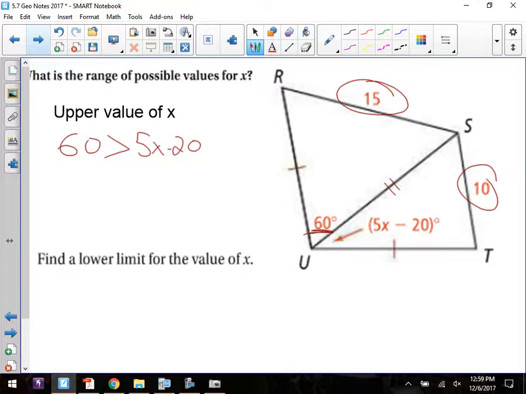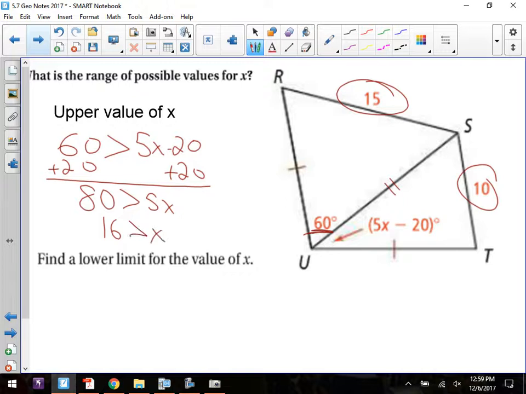So what's your first step? Add 20. Very good. Add 20, and you divide by 5, and you get 16, if I'm not mistaken. Which means that x would have to be smaller than 16. If it gets to be larger than 16, then all of a sudden the angle will be bigger than 60, and it won't work.